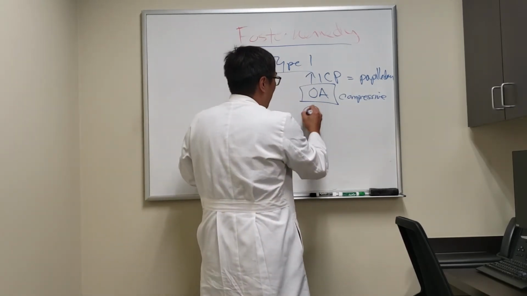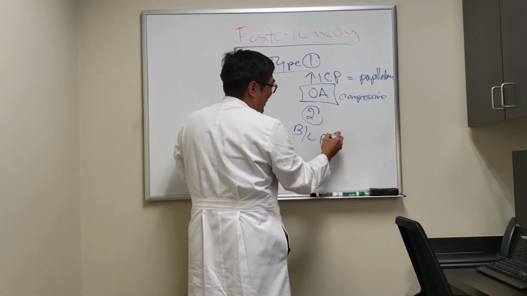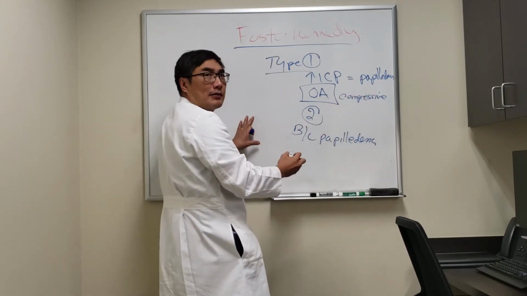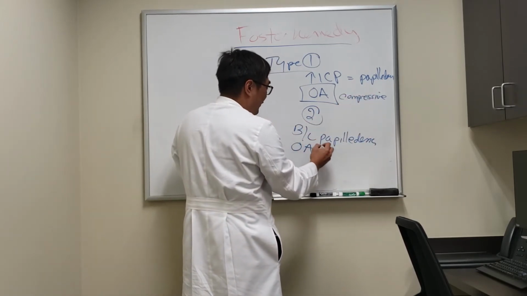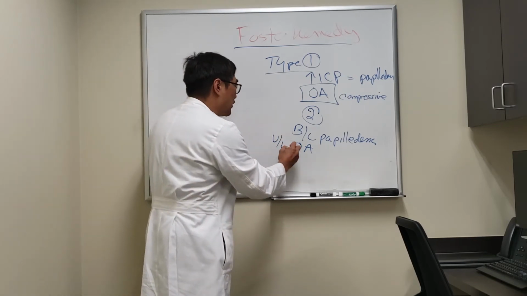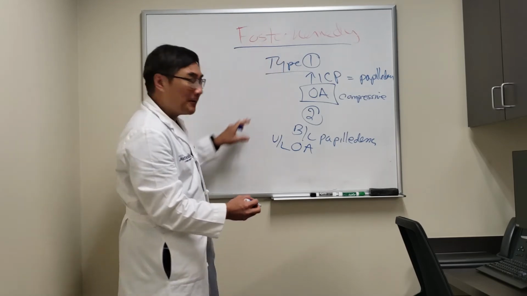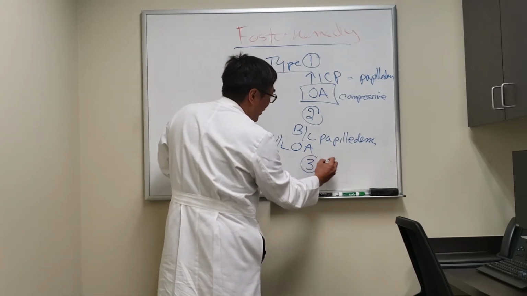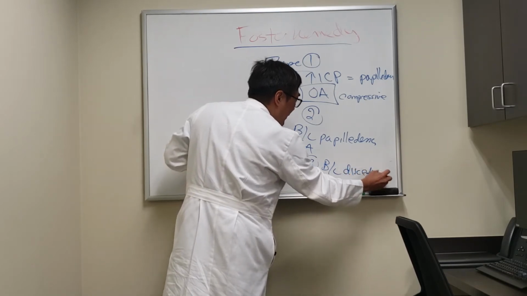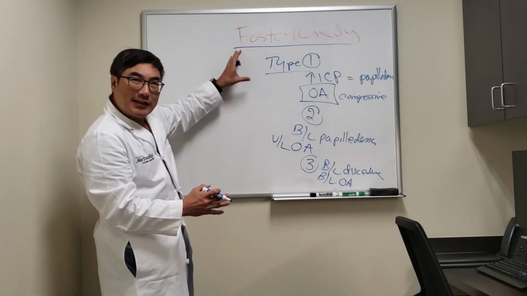However, sometimes we have a type 2, and in type 2 we have bilateral papilledema, but we also have the compressive optic neuropathy, which is optic atrophy in one eye. So we've got a unilateral optic atrophy plus a bilateral papilledema in a type 2 Foster-Kennedy syndrome. And in a type 3, you have bilateral papilledema and then bilateral optic atrophy. So it's basically the same process though.